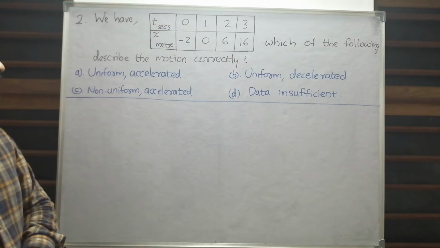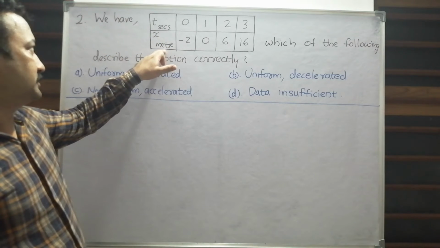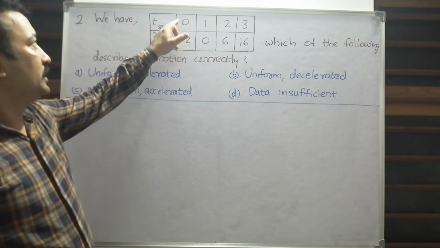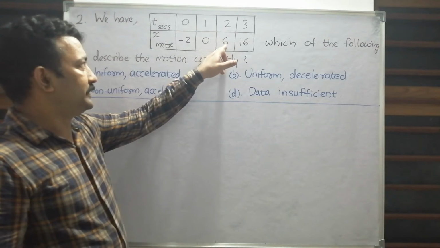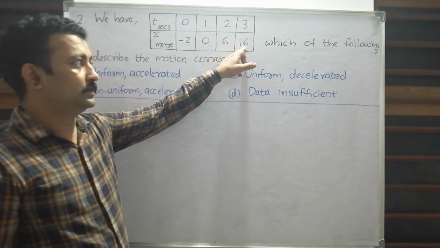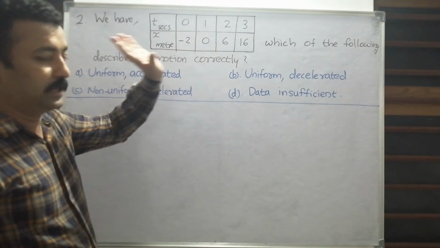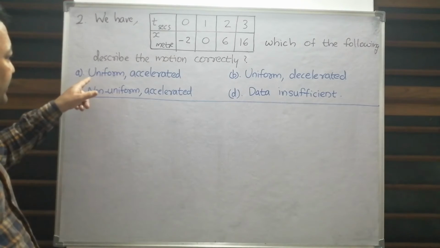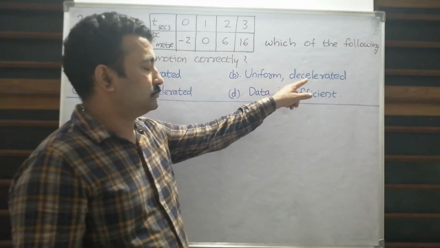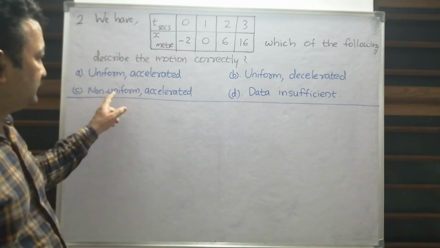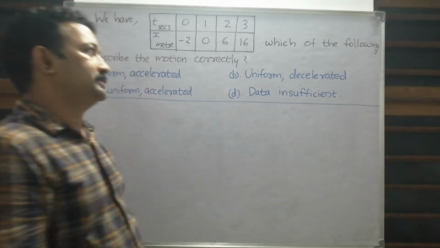So we have the second question, in which a data table is given that gives the position of the object at different times. We have time given in seconds and position x given in meters. At 0 it is at minus 2, at 1 second it is at 0, at 2 seconds it is at 6, at 3 seconds it is at 16. The question is, which of the following describes the motion correctly? Option A is uniformly accelerated. Option B is uniformly decelerated. Option C is non-uniformly accelerated. And option D is data insufficient.